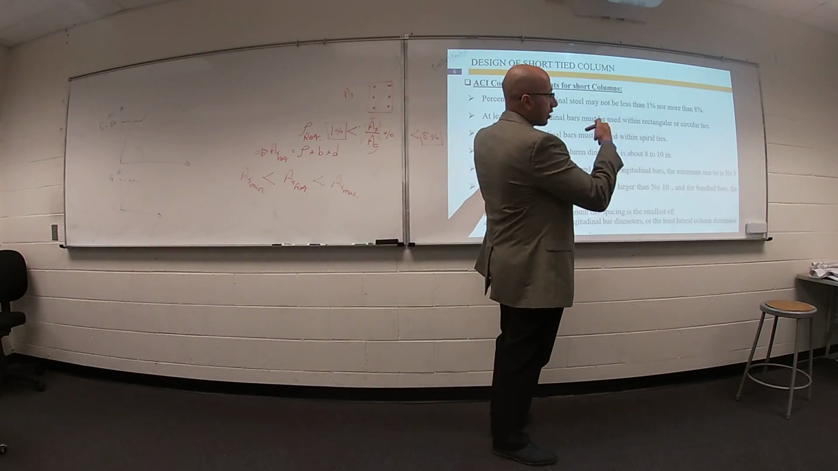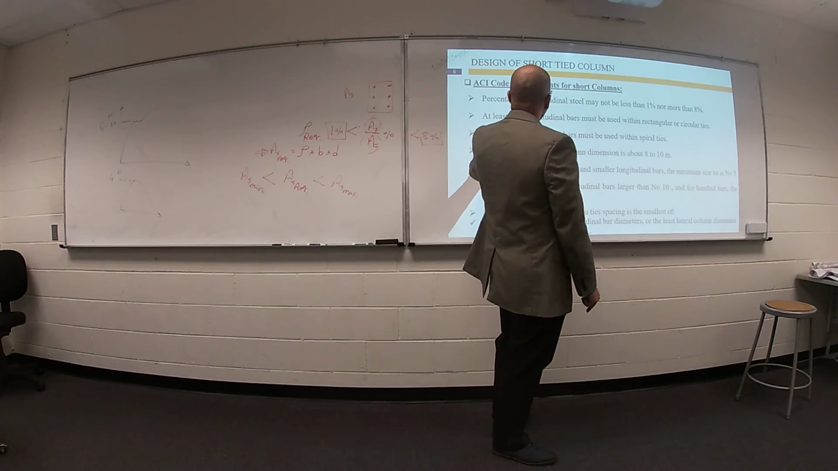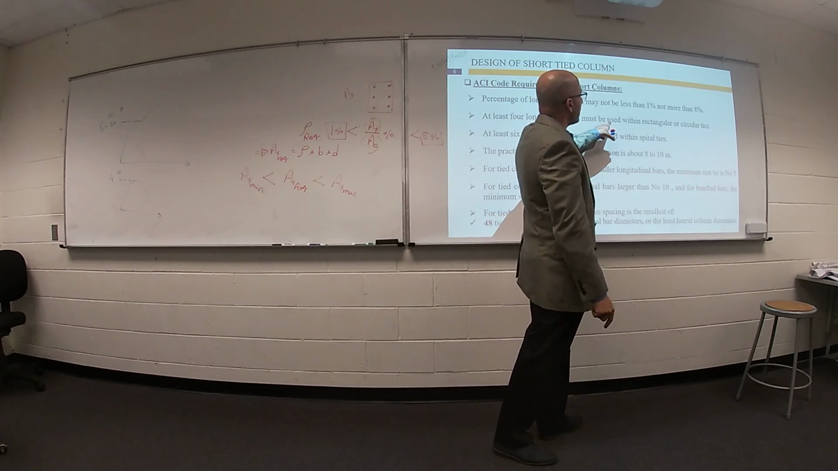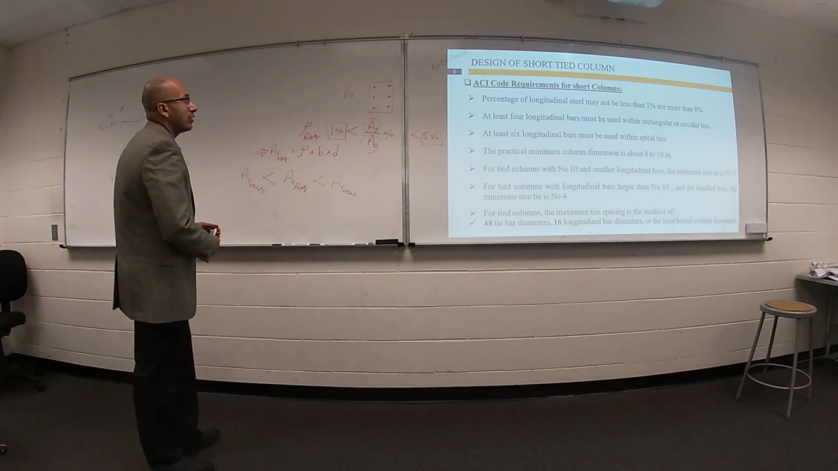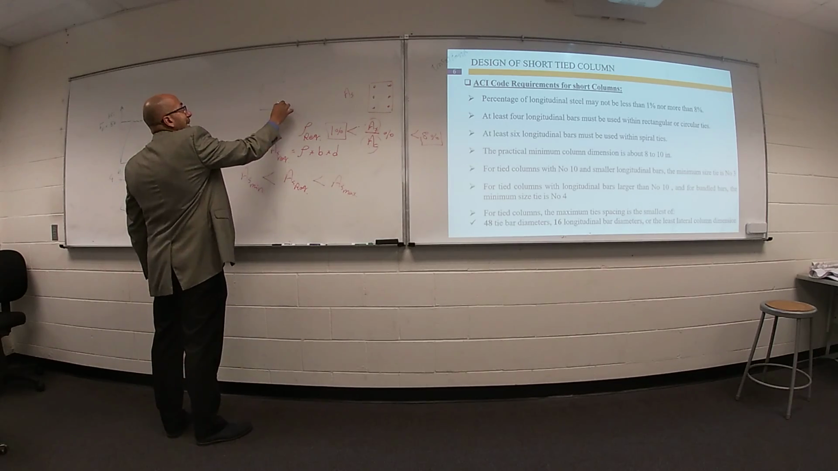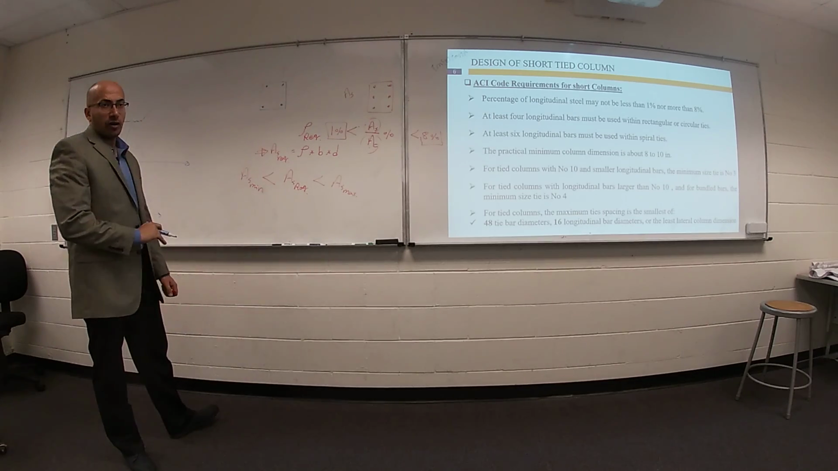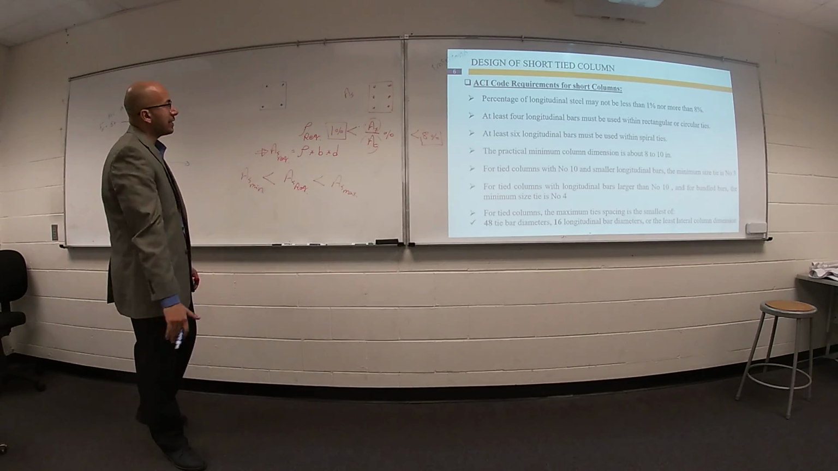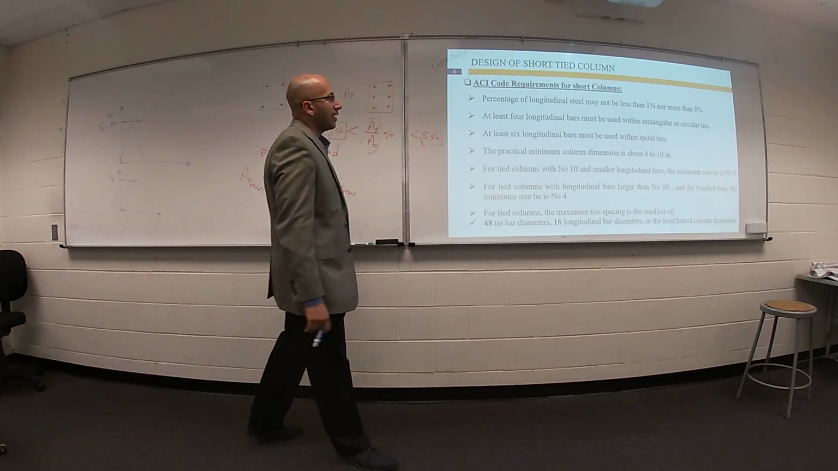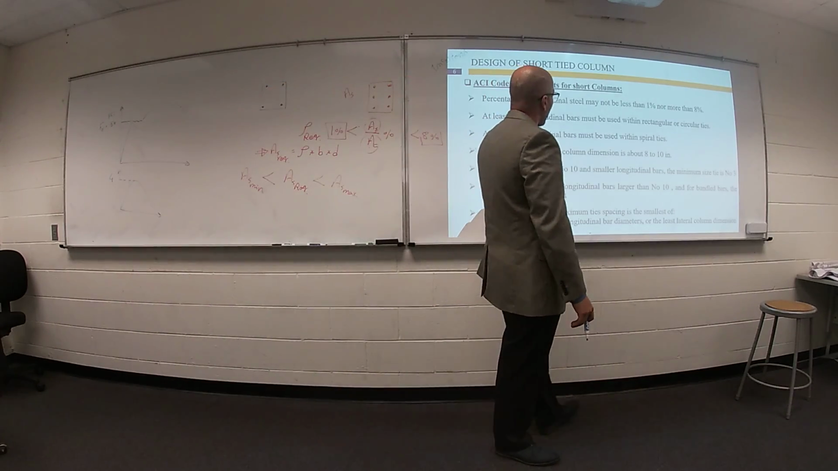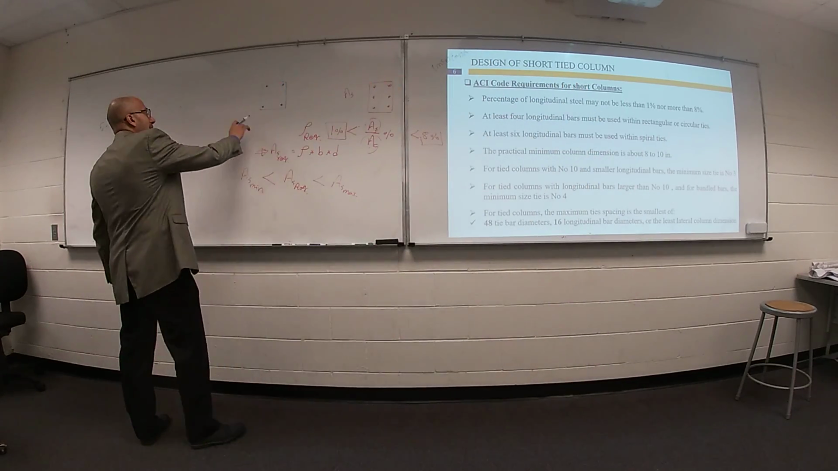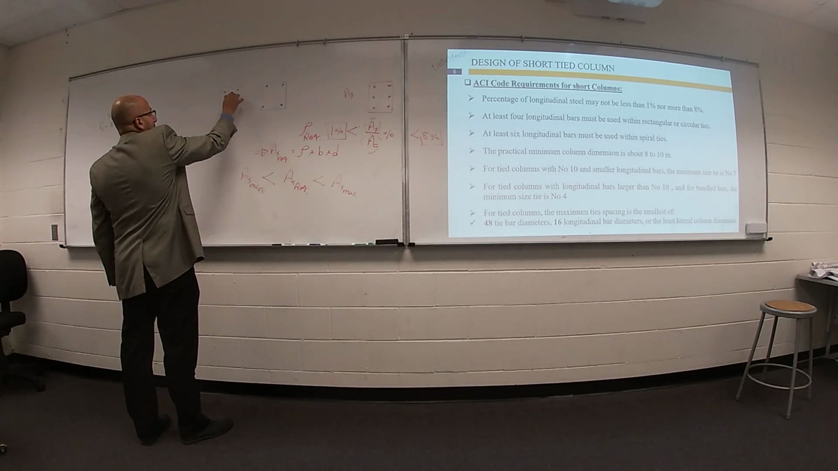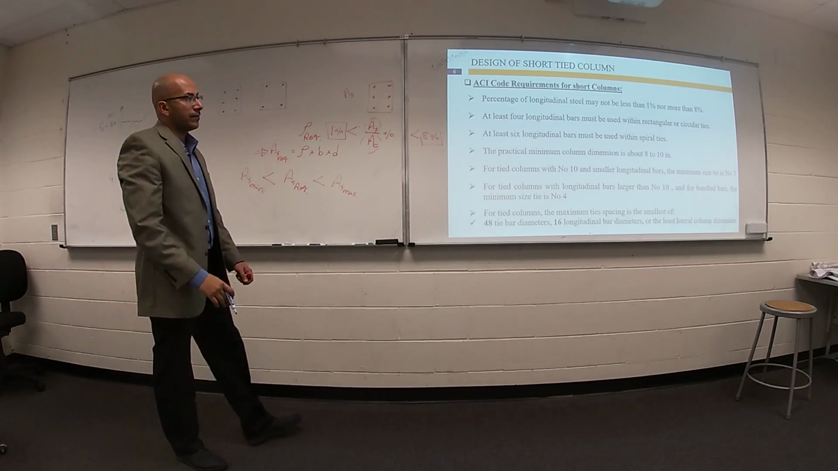Okay, according to ACI, at least 4 longitudinal bars must be used within a rectangular or circular ties column. So if you have a column, at least how many bars do you have to put? 4 or more. You cannot use 3 bars or 2 bars, no way. At least 6 longitudinal bars must be used if your column is a spiral. If your column is a spiral, no, at least 6 bars.